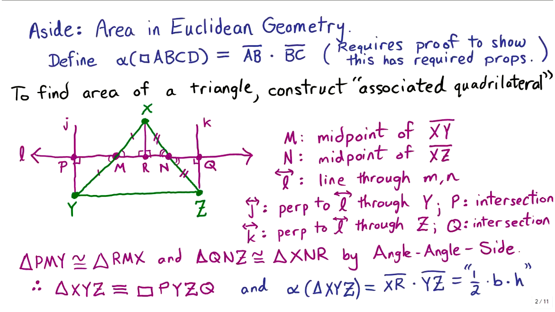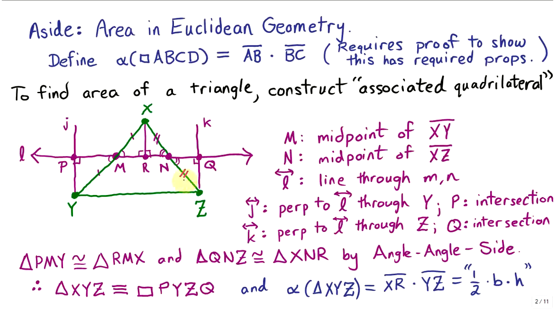In particular, in Euclidean geometry, we have the result that the area of this triangle, XYZ, is equal to the area of this rectangle, which we know is the base, YZ, times the height, PY. And the height of this rectangle can be proven to be half the height of this triangle. Therefore, we have the familiar area formula from Euclidean geometry. The area of a triangle is 1/2 the base times the height.